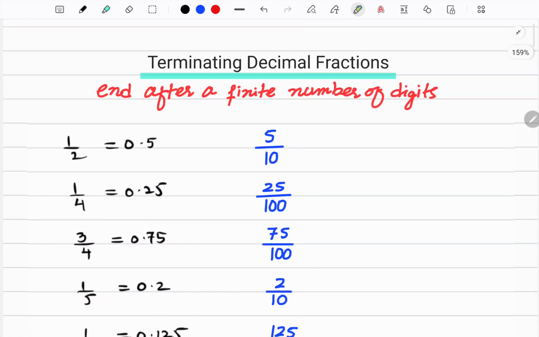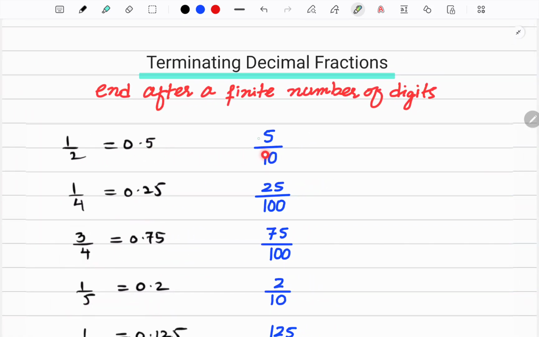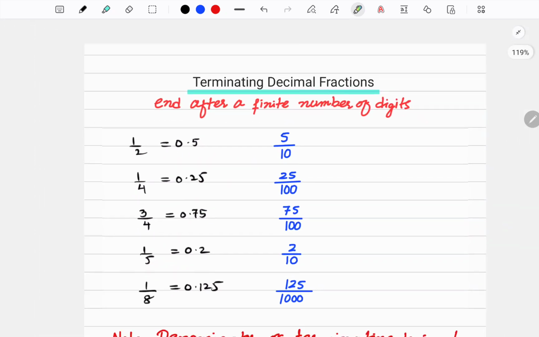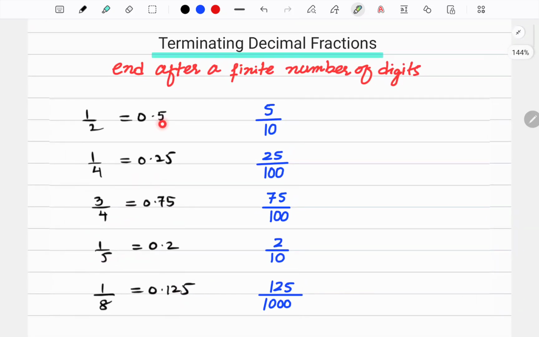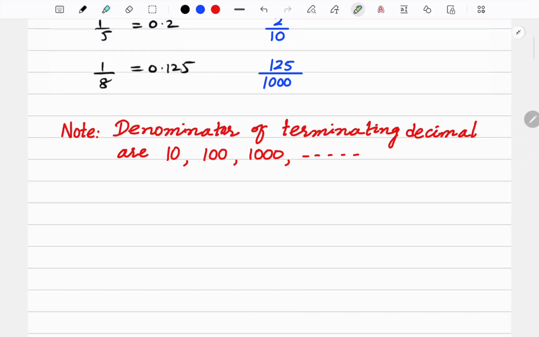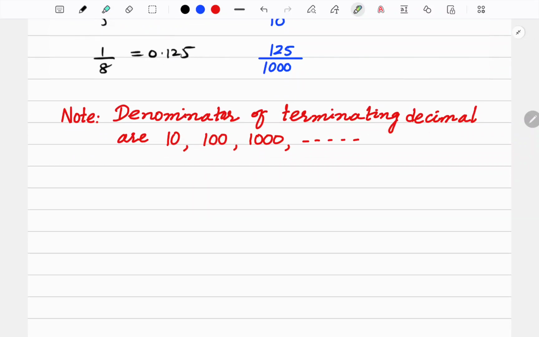So we can convert these decimals into fractions just by dividing by 10 or 100 or 1000, depending on the number of decimal places. Because it has 1 dp, we divide by 10. It has 2 decimal places, so we divide by 100. It has 3 decimal places, so we divide by 1000. We can easily convert terminating decimals into fractions. So the denominators of terminating decimals are 10, 100 or 1000.